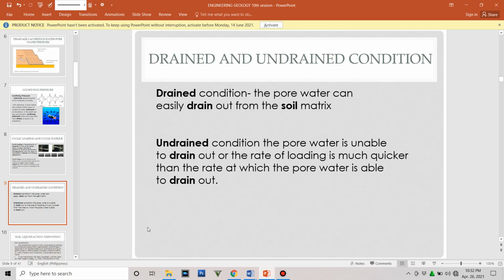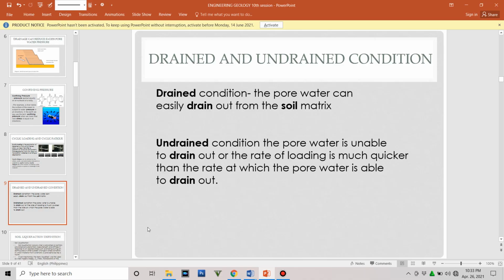Unlike soils with smaller particles or fine-grained materials such as silt and clay, ito na yung undrained condition wherein mahirap pigain ang tubig. So the condition, the pore water is unable to drain out, or the rate of loading is much quicker than the rate at which the pore water is able to drain out.